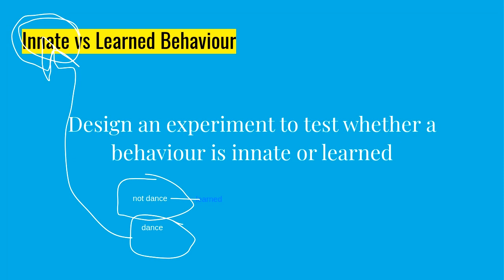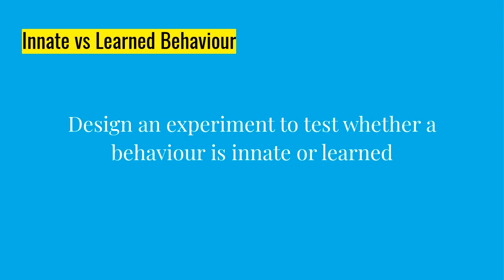So an innate behavior, when is that going to occur? Why is it that we always see the innate behavior, but we don't always see the learned behavior? For innate, it just happens, and for learned behavior, you have to do it.